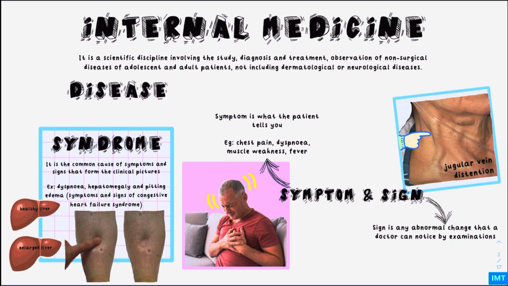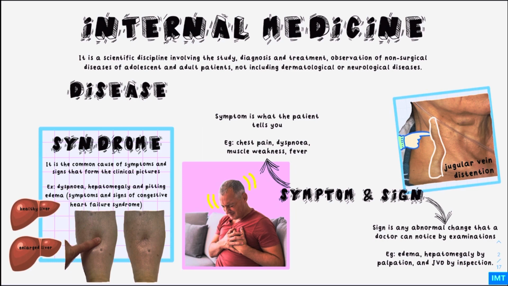Signs are the doctor's observation, okay? It's any abnormal change that a doctor can notice by any kind of examination. For example, edema, hepatomegaly, which is enlargement of the liver, by palpation, jugular vein distension, as you can see in this picture, you can see how it's distended, okay, by inspection.